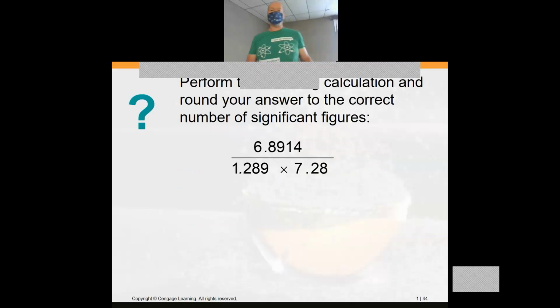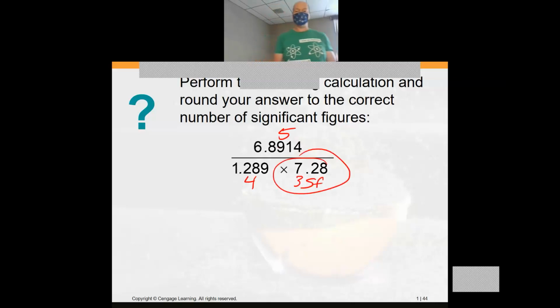All right, so there will be many questions like this. Very simple. You have your calculator. It's easy to get the answer. The question isn't, can you push the buttons on your calculator? The question is, can you give it to the right number of significant figures? Here you have 5 sig figs, here you have 4 sig figs, and here you have 3 sig figs. And that is the lowest number of sig figs.